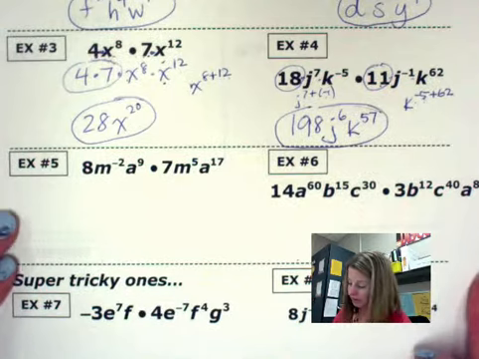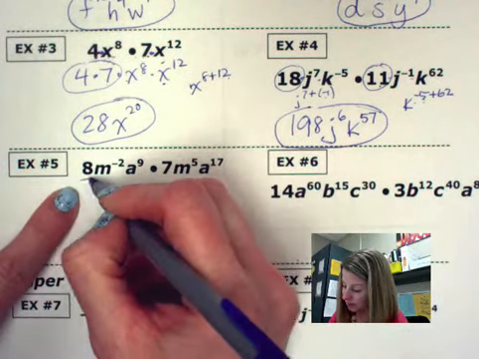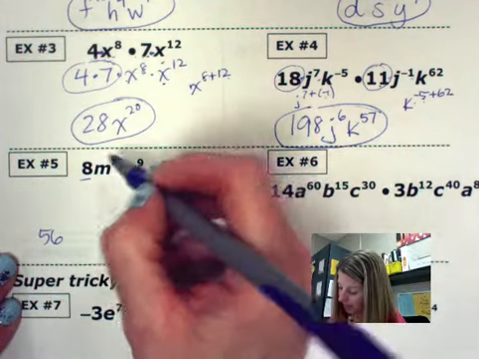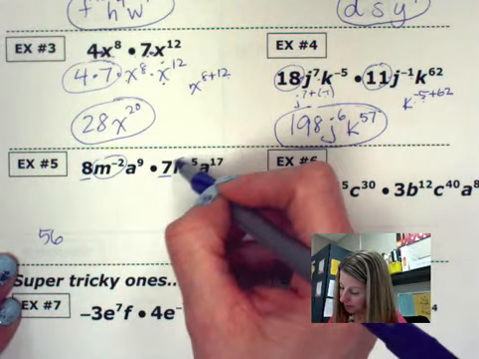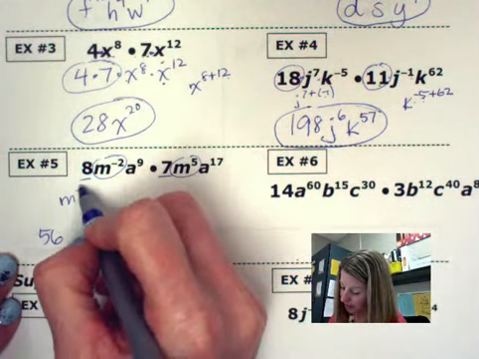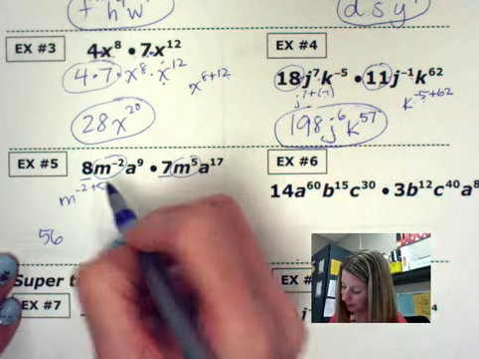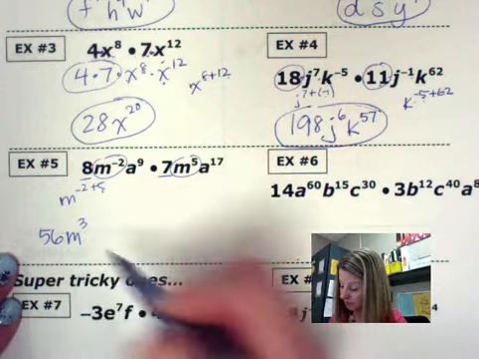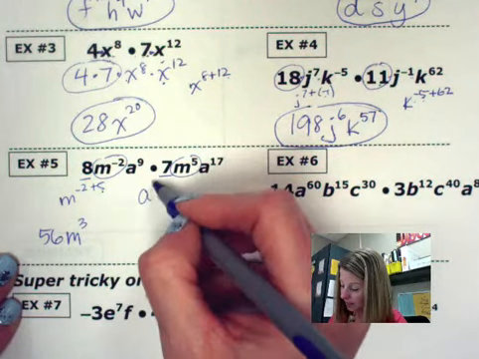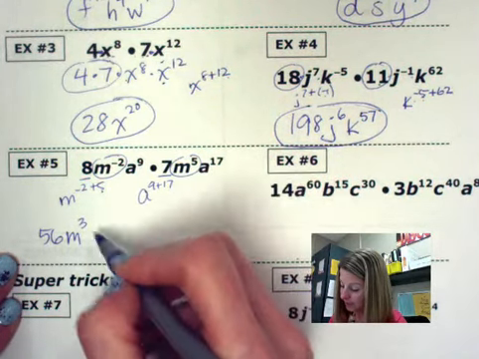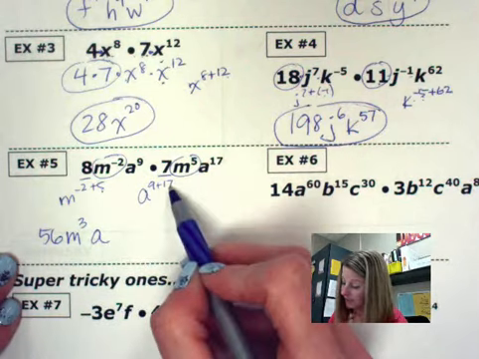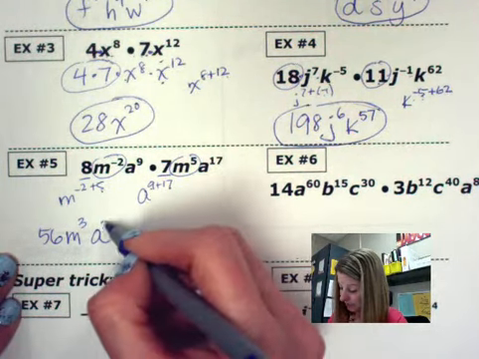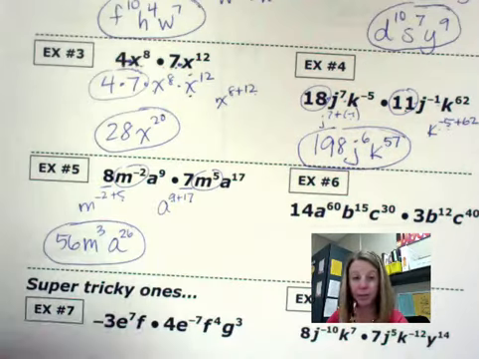Okay, let me work number 5 with you. Number 5, I see the two numbers, 8 times 7. That's 56. M and M, so I'm doing M, negative 2 plus 5. Negative 2 plus 5 is 3. So 56 M to the 3rd. And then I have A to the 9 plus 17. 17 and 9 is 26. So A to the 26th power.